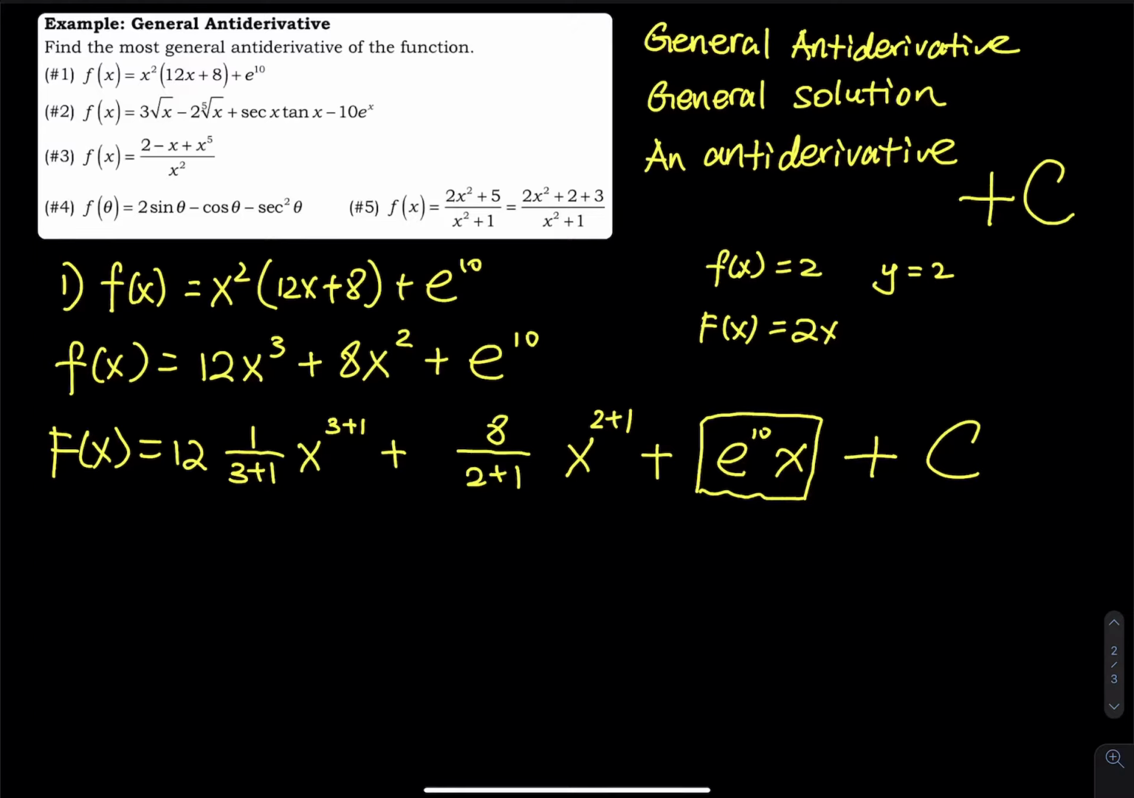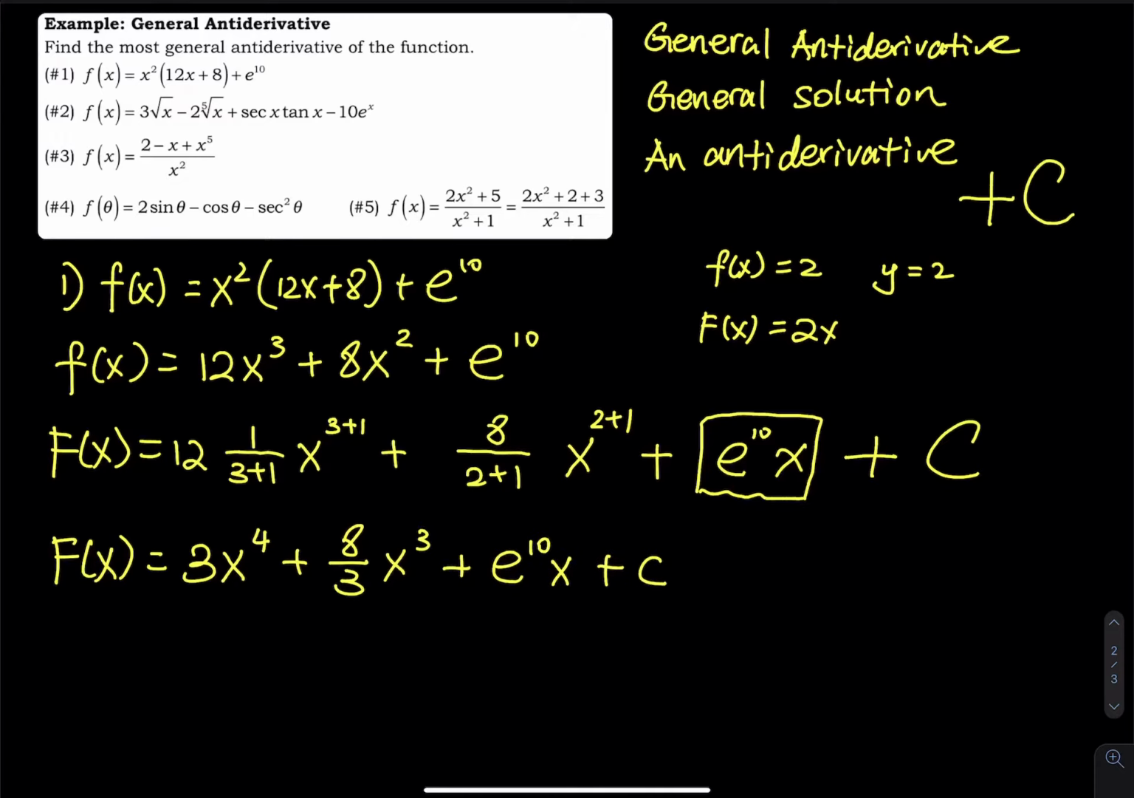So we have f of x equals 12 divided by 4 is 3, x to the 4th power, and then plus 8 over 3, x to the 3rd power, and then plus e to the 10, x, and then plus c. This is called a general solution.